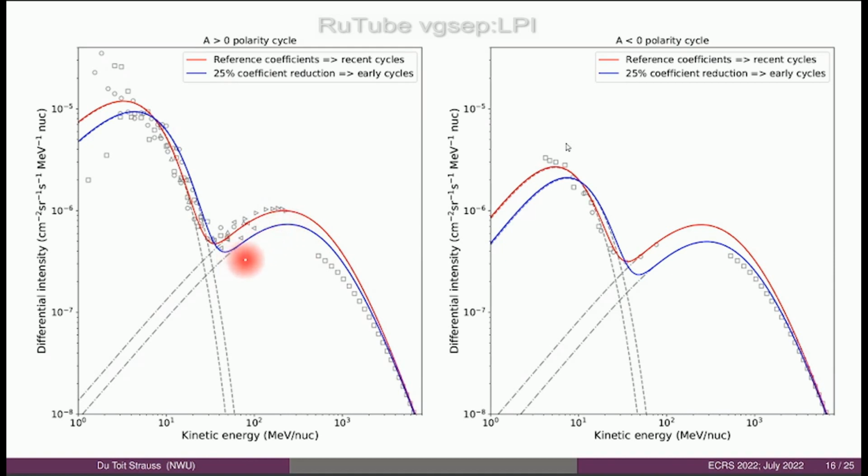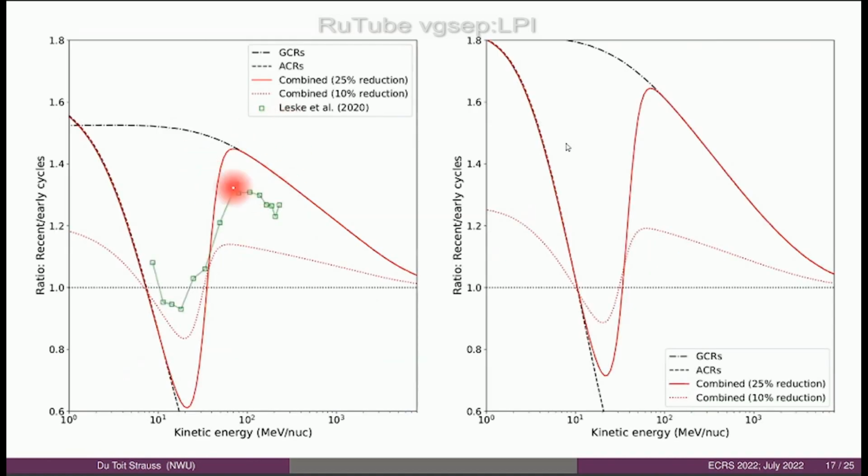You get lower intensities. However, if you look at the anomalous cosmic rays, it's not so clear. You have the increase happening over here. The question is why, and is it consistent with the observations? Sure, it's consistent with the observations. There's our modeled ratio and the ratio from the data, and it seems to make sense.